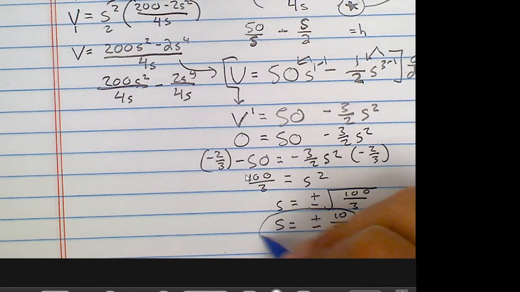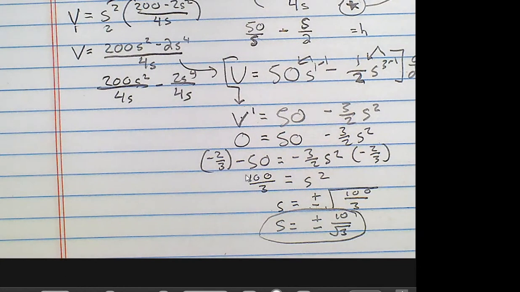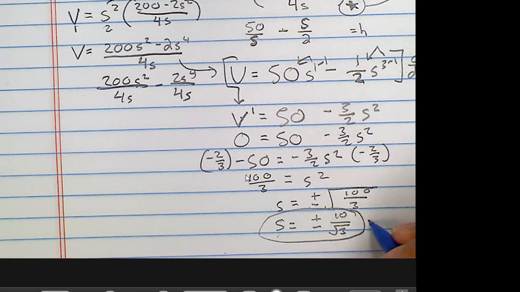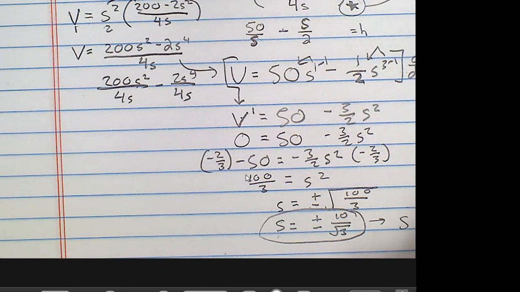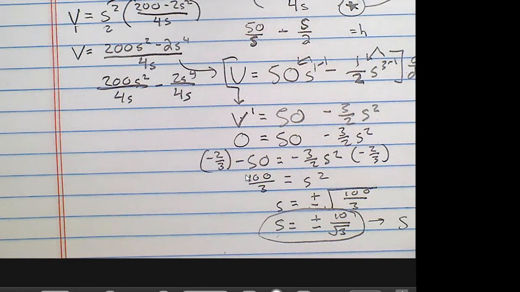Now, I know what you're thinking. Do I have to rationalize the denominator? What's the answer to that? No, this is calculus. We don't deal in that extra nonsense. So plus or minus 10 over the square root of 3. Those are your two answers. Now, which one do you think is plausible, though? You have a side. It's a measurement. Can you have a negative measurement? No. So automatically you know that your side is equal to the positive 10 over the square root of 3.